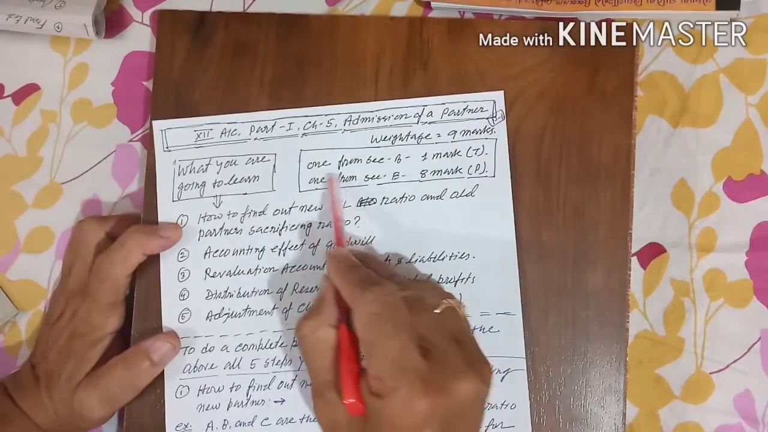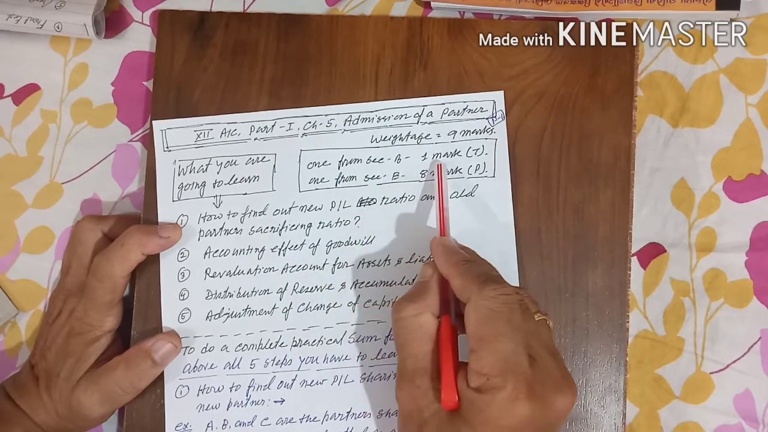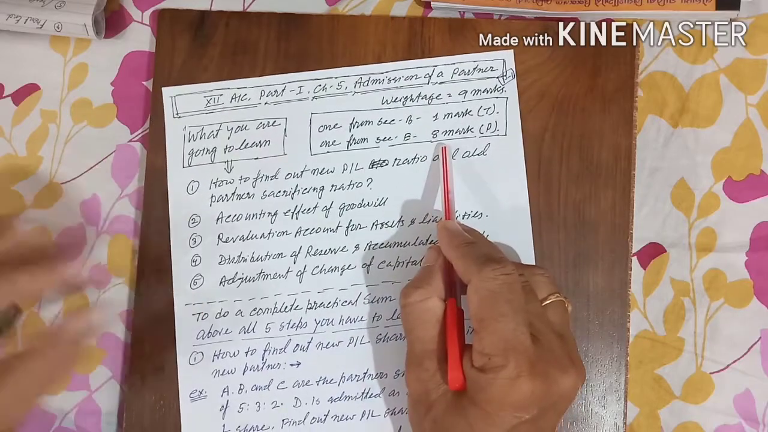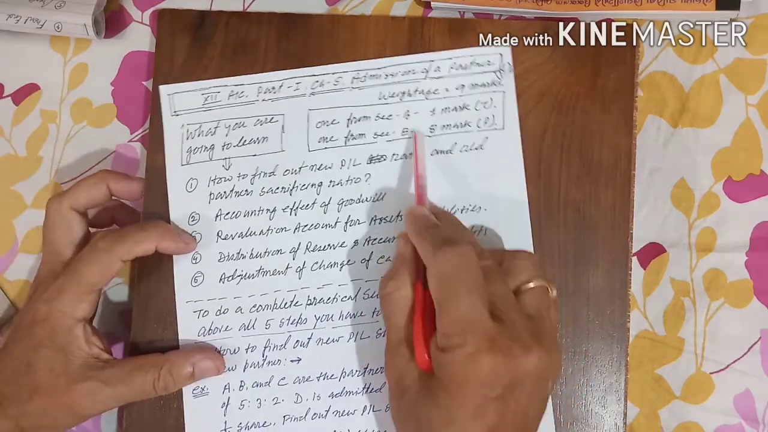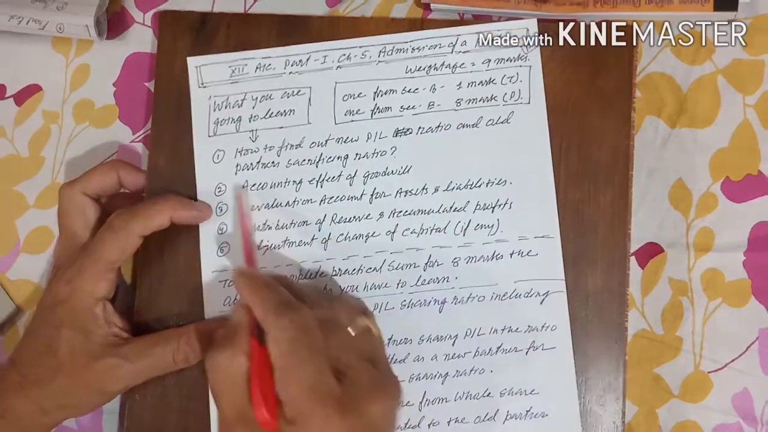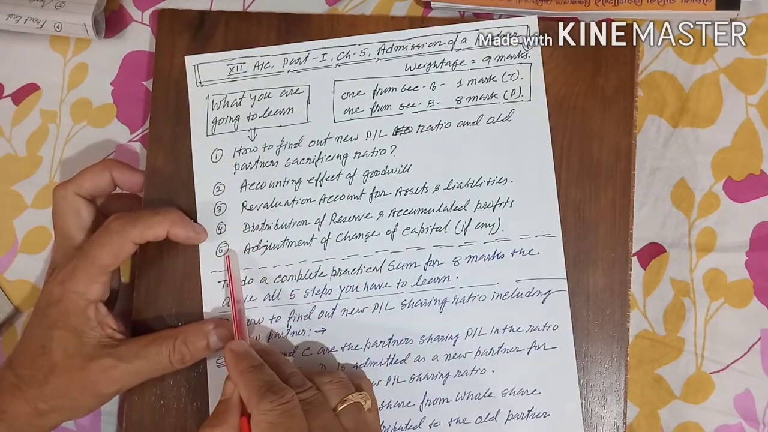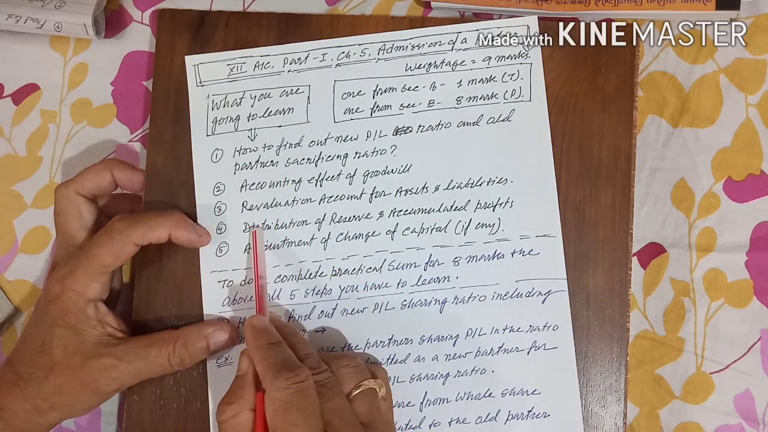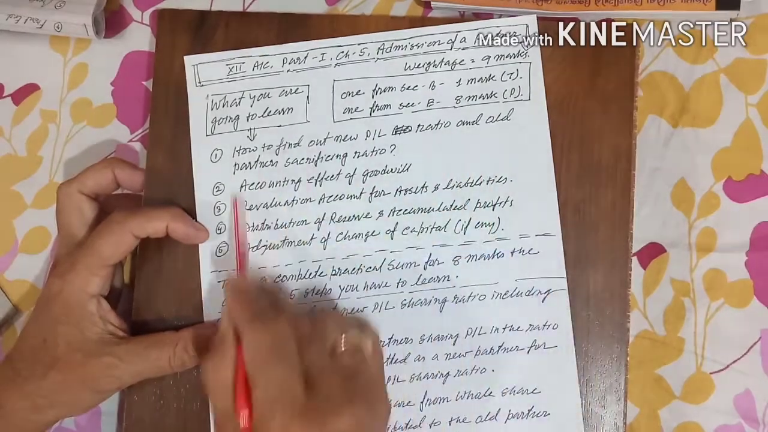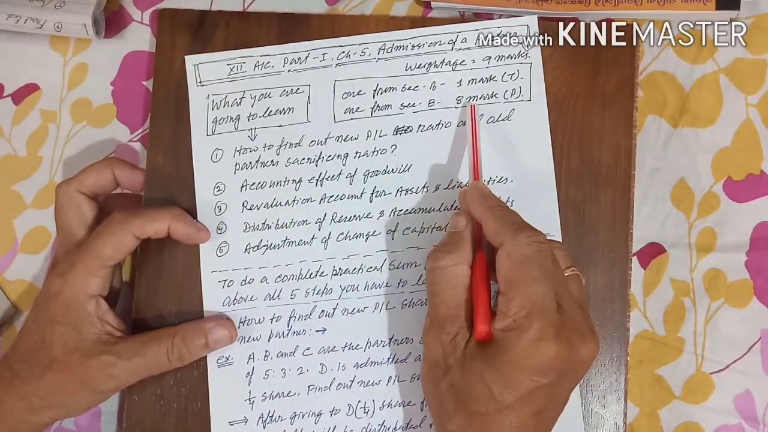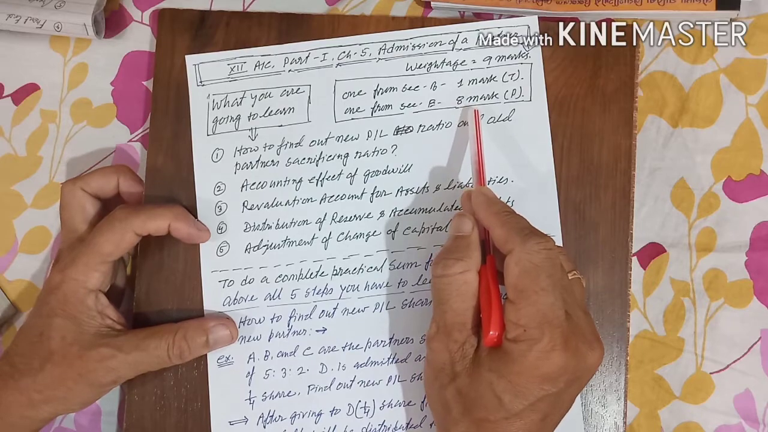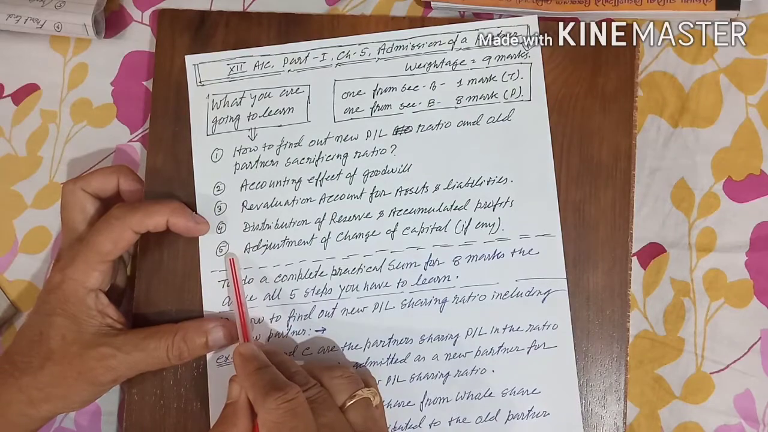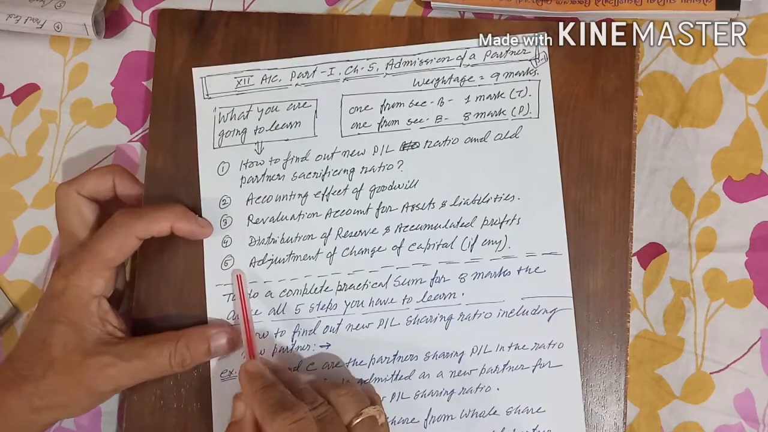I told you there is one question from section B of 1 mark and one question from section E, that is 8 marks. To do these complete 8 mark sums, you have to learn all these 5 steps from this chapter that I have written here, and I want to explain all these 5 points. Only by completing all 5 points will you get the 8 mark sums. So once again, to do a complete sum of 8 marks, you have to learn all 5 practical steps. What are the practical steps?